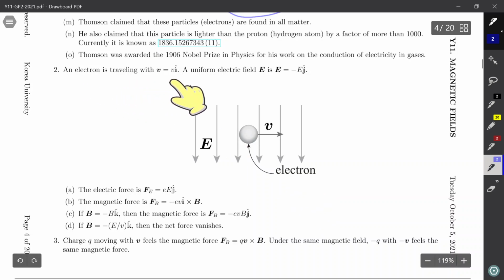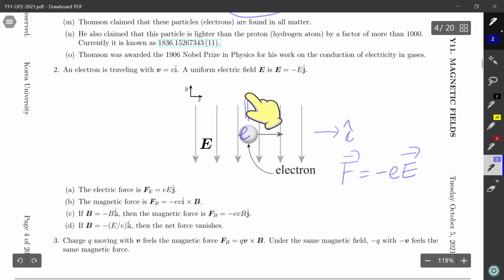An electron is traveling with velocity v horizontally along the direction I have. A uniform electric field is going down. Since it is an electron, the force is minus E electric field, so the electric force is going up. The electric force, this is J.